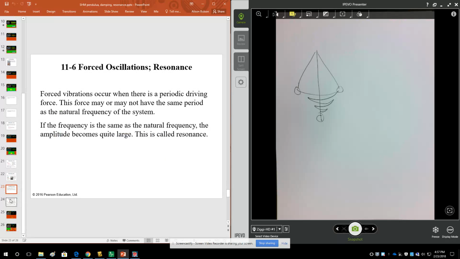So kind of the opposite of damping is forced oscillations. We'll look more at forced oscillations and resonance when we look at waves and music.